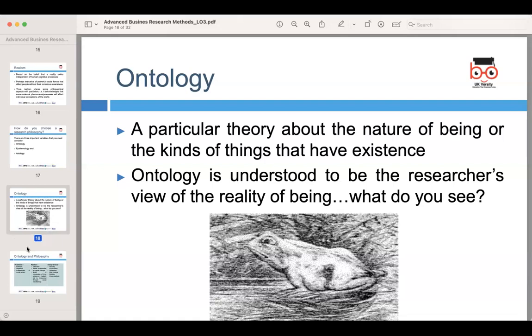So, to put it simply, ontology is all about understanding what things are and how they relate to one another. It's like taking a closer look at the building blocks of reality. Imagine you are trying to answer the question, what is real? That is precisely what ontology aims to uncover.